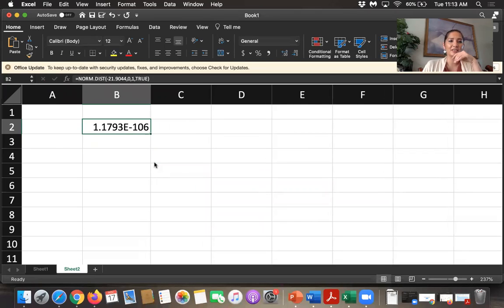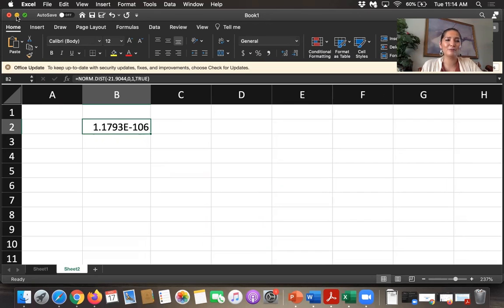Oh, okay, we actually get a p-value. I don't know if you know what that means. That's 1.179 times 10 to the negative 106. So that is 0.0000, and I'm going to have to add 105 zeros, and then we'll have the 1179. Tiny, tiny, so much tinier than 0.0001.